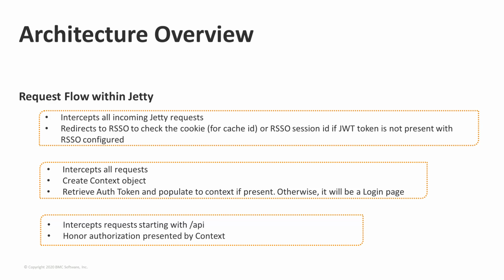When there is any request which has /API, which means a REST API, it will go and check. It will review the context object, which was created in the previous step, and then honor the authorization presented by it. All the permissions and roles will be applied on it, and then the request goes to the respective package for further processing.